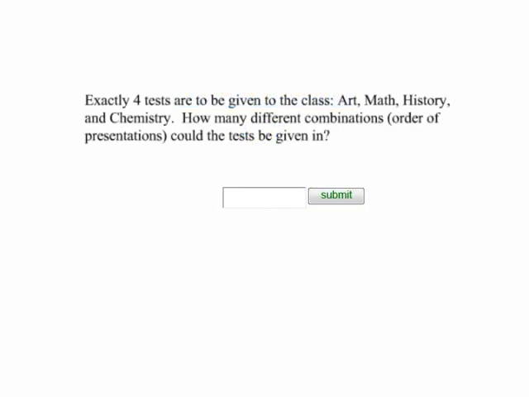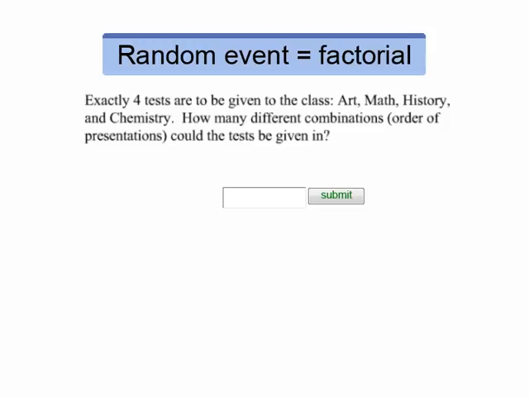Here we're told that 4 tests are to be given, and we want to know how many combinations the test could be given in. Okay, anytime you have a completely random event, you can use the factorial. And remember that a factorial is the product of all the positive integers less than or equal to n, in this case 4. You can use this for combinations when it's completely random.